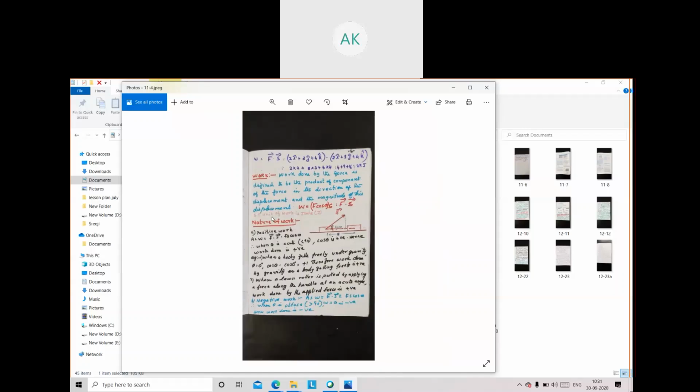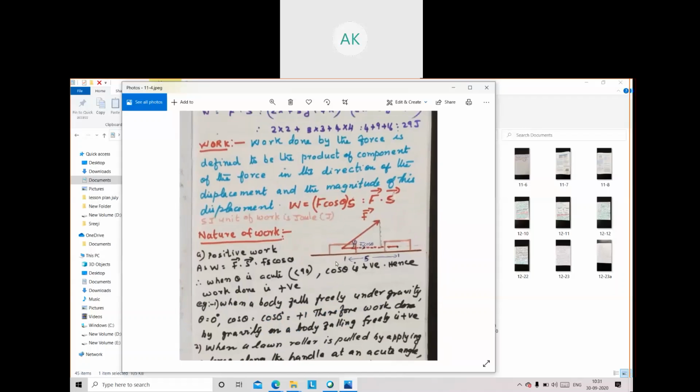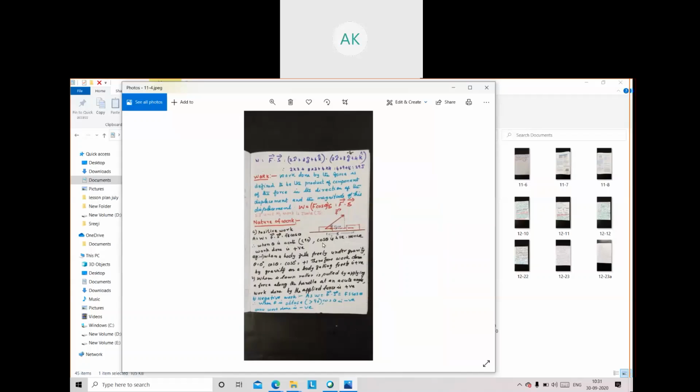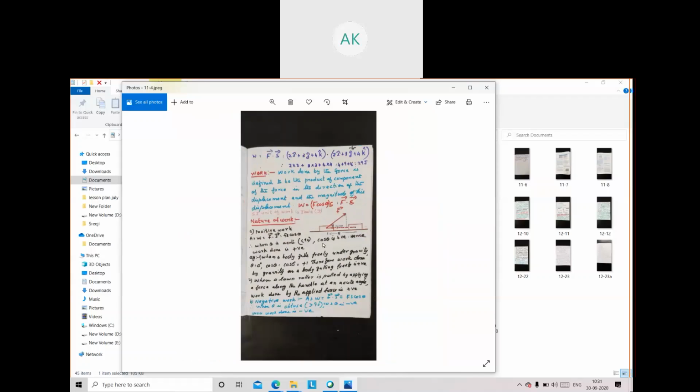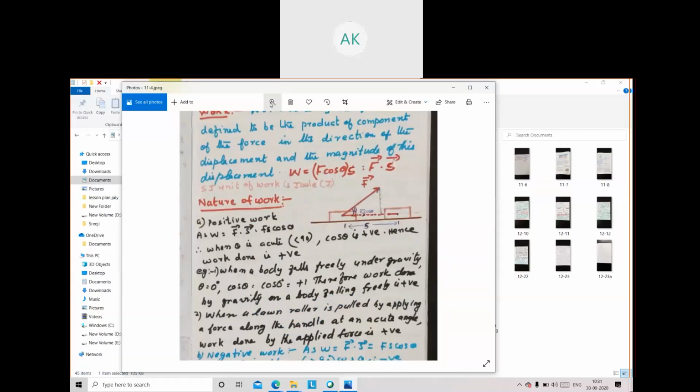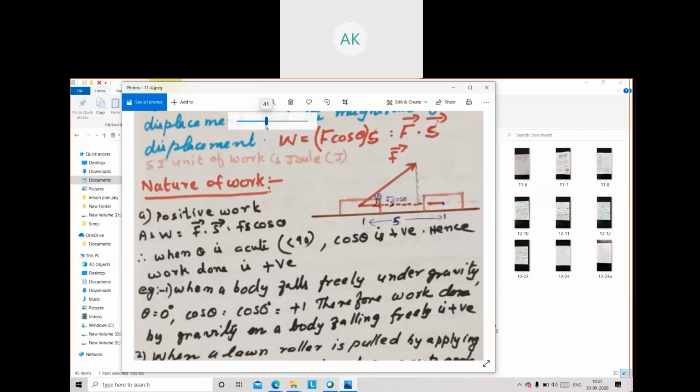Okay. Nature of work. Work can be positive, negative, and zero. How is it? Let us explain with the equation. See, work done is equal to F dot S equal to Fs cos theta. When is this work done positive? When theta is an acute angle. When theta is an acute angle, cos theta will be positive, hence work done is positive.